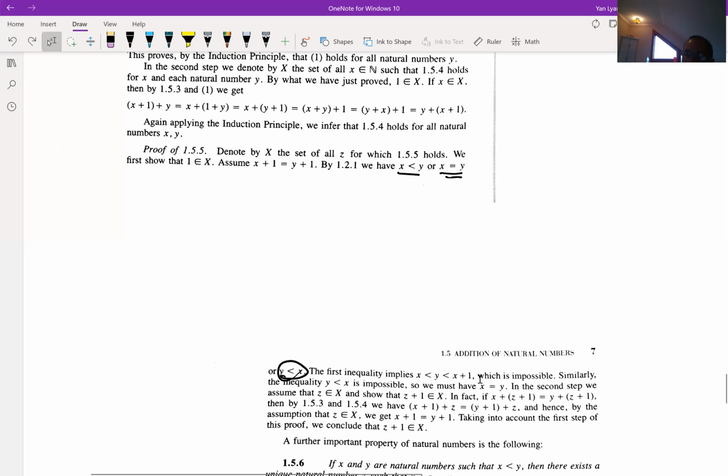And that's impossible, because you'd be having something between x and the least element greater than x. So what you just said is case 1 is impossible.